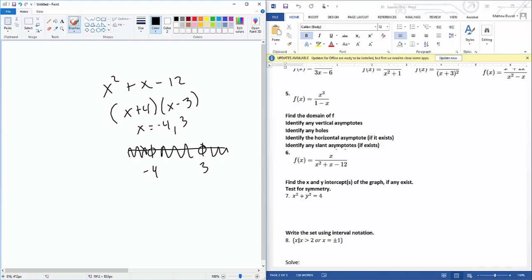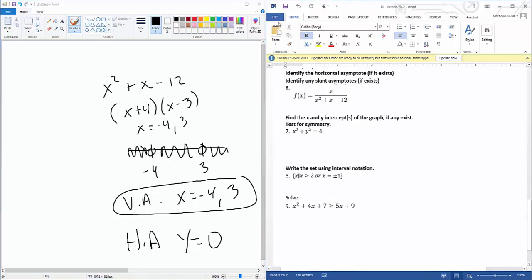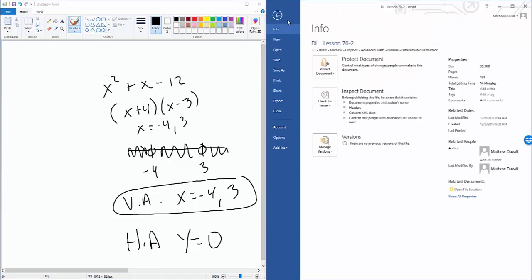For the vertical asymptotes, there's nothing that would cancel out in the numerator, so they're both going to be vertical asymptotes. There aren't any holes. For horizontal asymptotes, because the degree on the bottom is larger, it's going to be y equals 0. Alright, next.